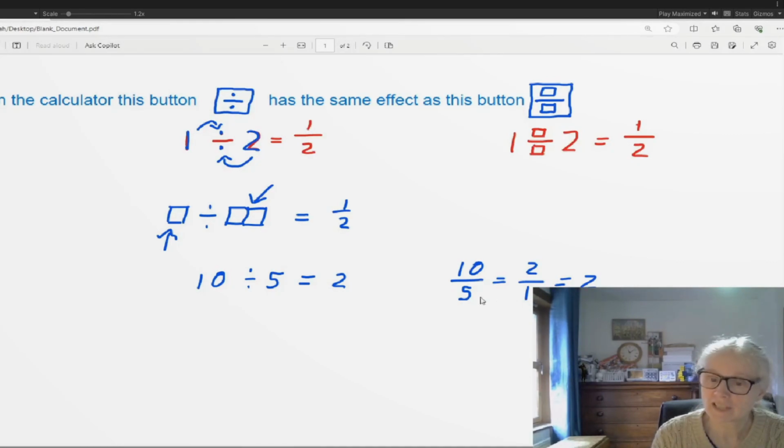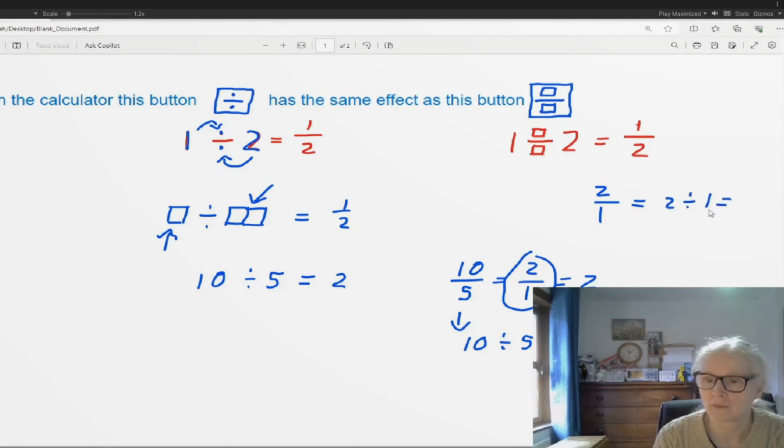So you could think of it as cancelling it down, but really this is still just a division. This is still just 10 divided by 5. It's still just the question, how many 5's are in 10? And the answer is 2. And this bit here, the 2 over the 1, that's really asking how many 1's are in 2. What's 2 divided by 1? How many 1's are in 2? And the answer, of course, is 2.